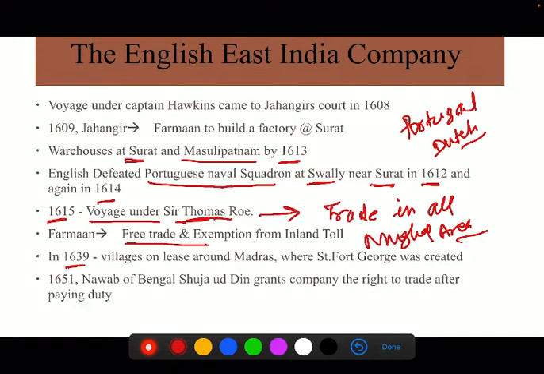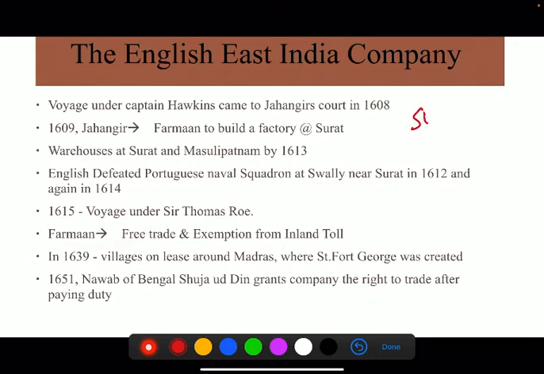around Madras, where St. Fort George was created. Okay, St. Fort George was created around Madras. Further, in 1651, Nawab of Bengal Sujauddin grants the company the right to trade after paying duty. So you can see where they started, first in Surat, then they established in Pattanam, got further trade, they came to Madras. So Surat to Pattanam to Madras.